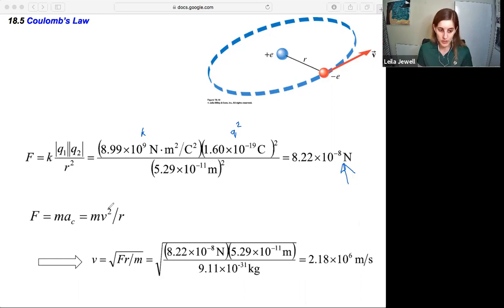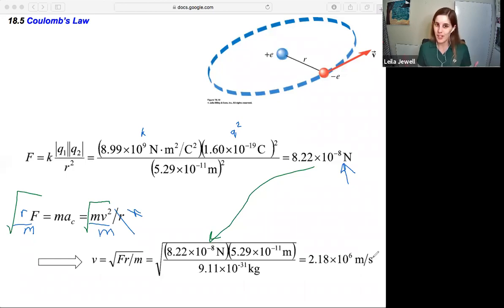So if we want to solve for v, we can multiply the force on both sides by r. That will cancel it in the denominator here. And then we can divide by m. And finally take the square root of both sides, then we'd find that v is equal to the square root of force times radius divided by m. And that is what we have there. So we use our force from the first calculation, we multiply by that same radius, and then we divide by the mass of the electron. And that then comes out to 2.18 times 10 to the 6 meters per second, which are our units of speed. So that part is logical.